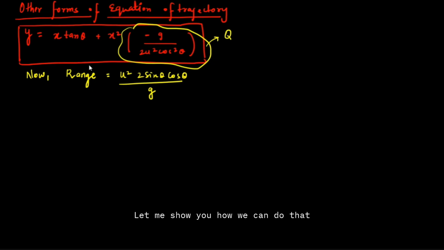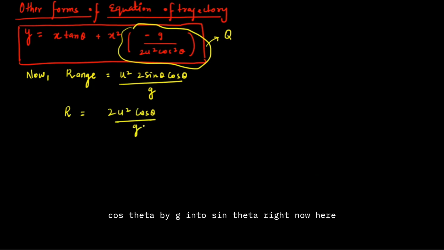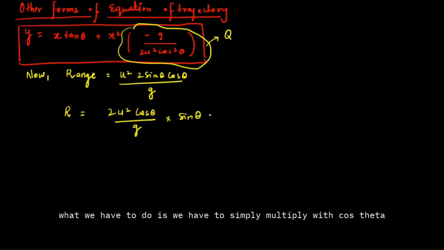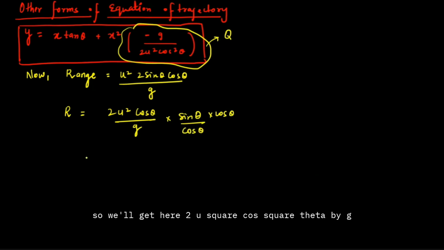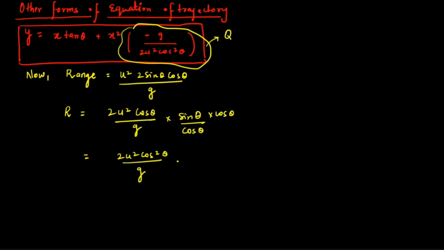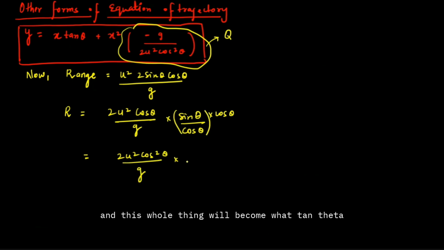Let me show you how we can do that. This range can be written as 2u square cos theta by g into sine theta. Now here if you observe, it is going to be cos square theta. So what we have to do is simply multiply with cos theta and divide by cos theta. So we'll get 2u square cos square theta by g, and this whole thing will become what? Tan theta.